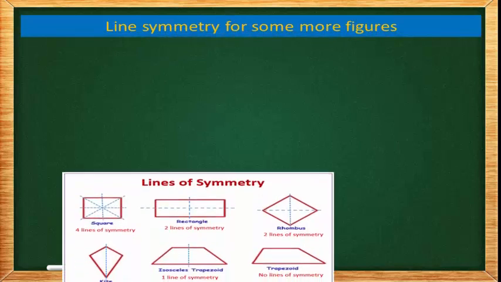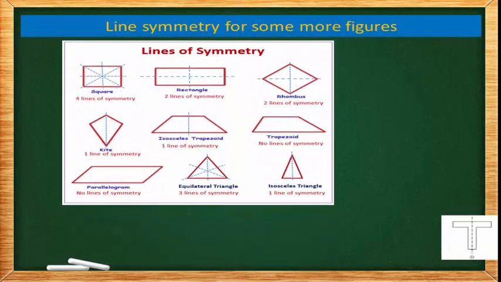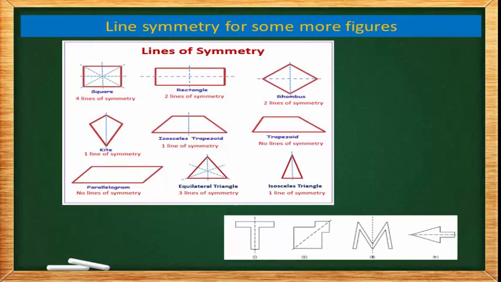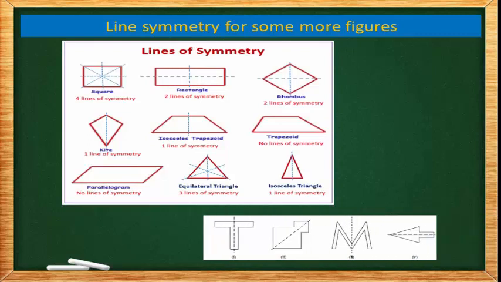Children, we are going to study some more figures and their line symmetries. We have already seen that a square is a quadrilateral and it has four lines of symmetry, that is the horizontal line of symmetry, vertical line of symmetry and diagonal lines of symmetry. But a rectangle is also a quadrilateral and it has only two lines of symmetry, that is the horizontal line of symmetry and vertical line of symmetry, because when you fold along the diagonals, they don't overlap.